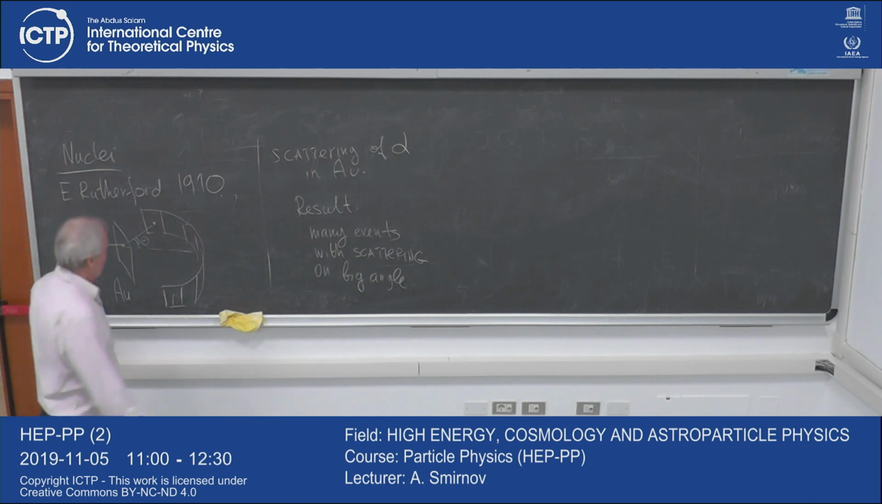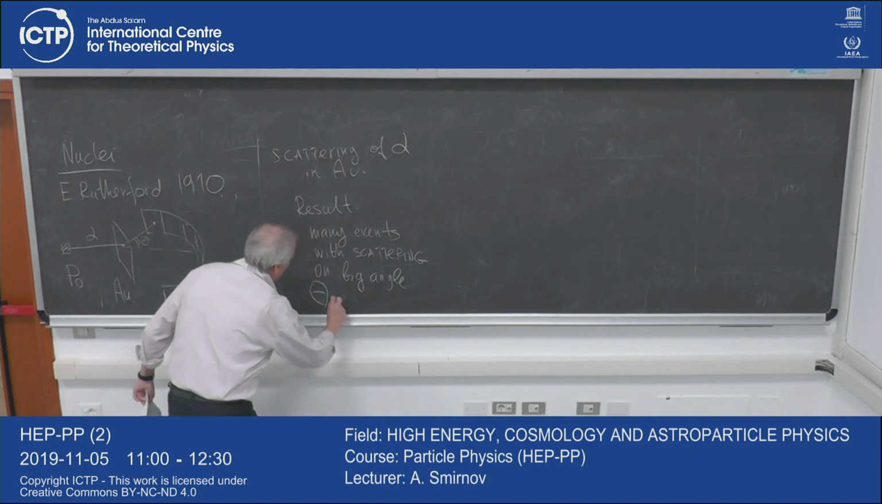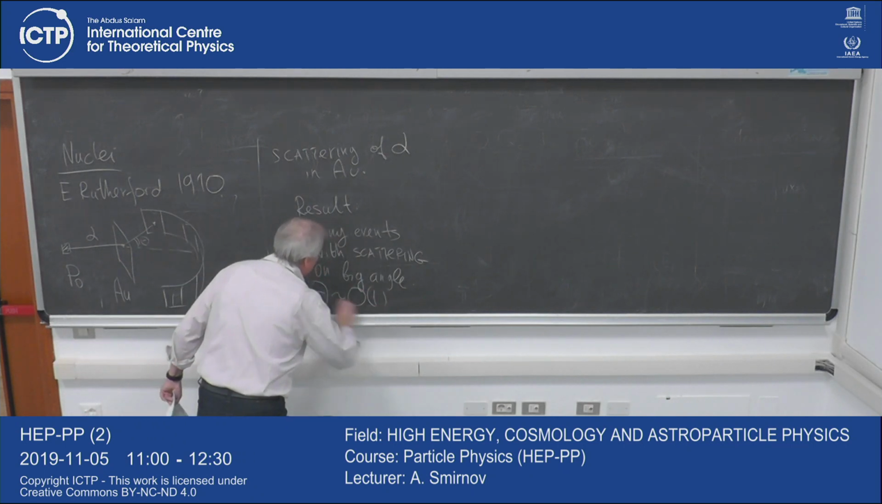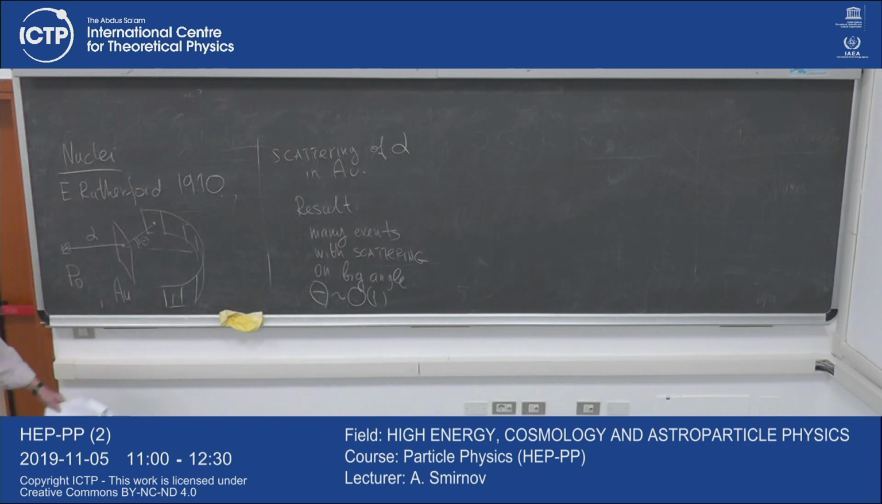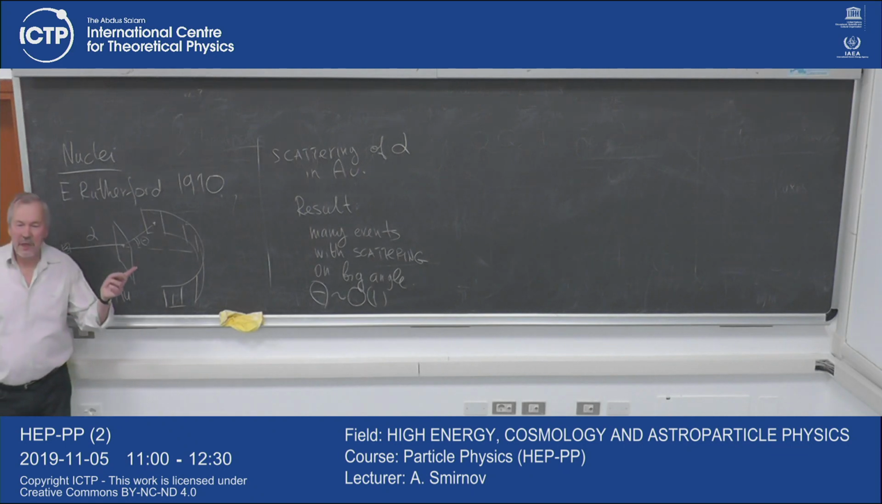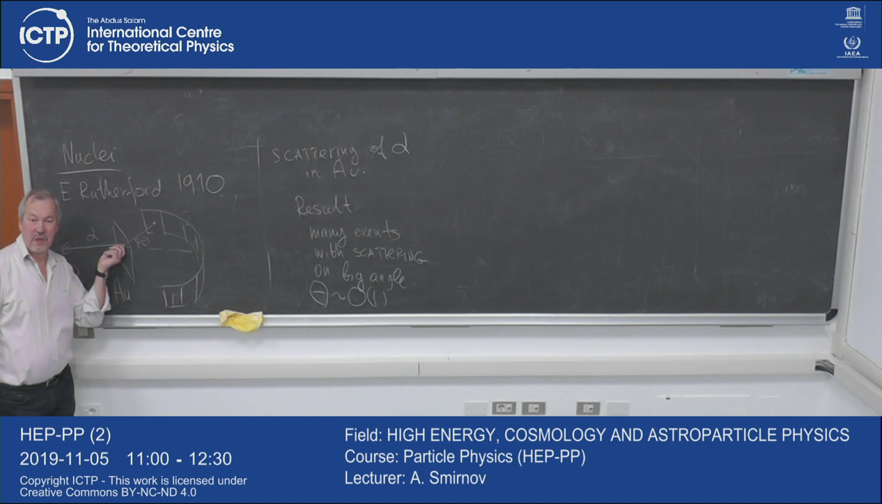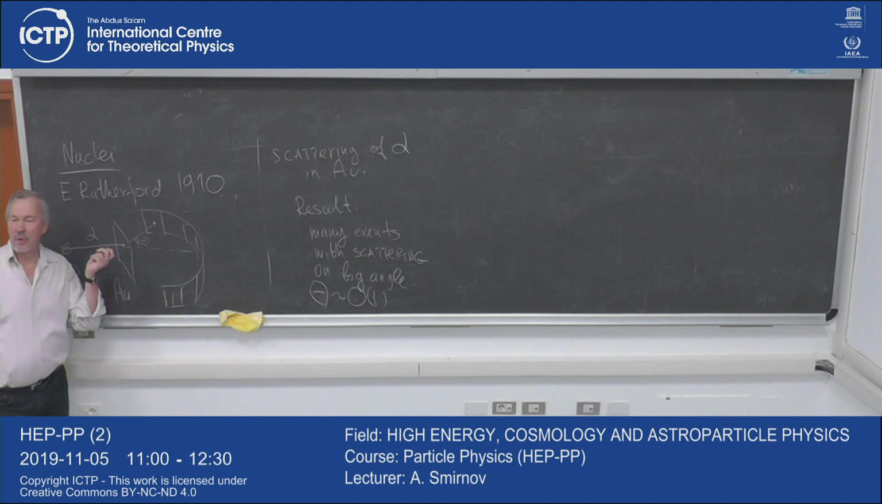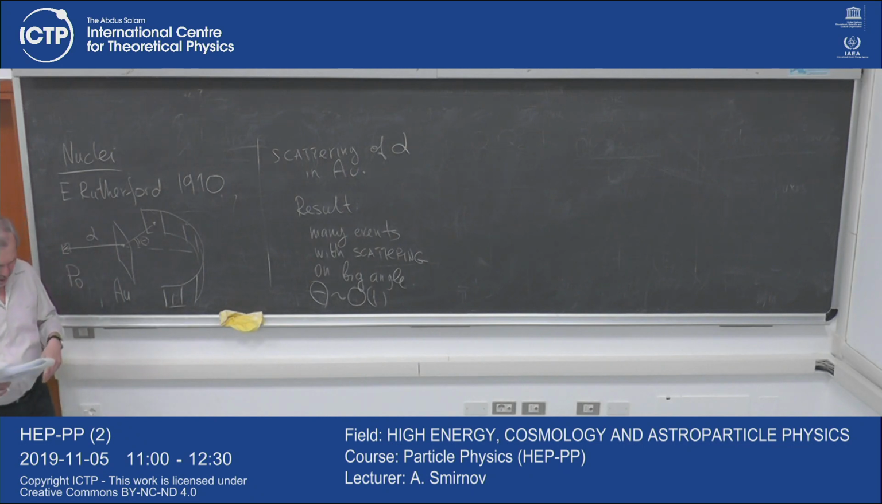This scattering angle was of the order 1. It can be 60 degrees, 30 degrees, 20 degrees. From this observation, he made the conclusion that within atoms, the positive charge is concentrated in a very small volume, which is much smaller than the size of the atom. Okay, so that was the conclusion.